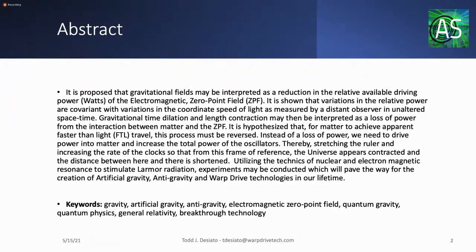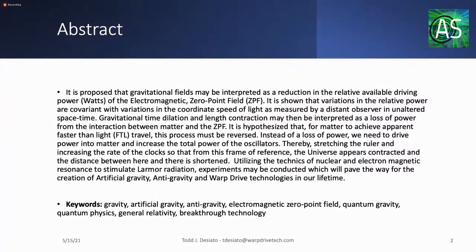Gravitational time dilation and length contraction may then be interpreted as a loss of power from the interaction between matter and the zero-point field. It's hypothesized that for matter to achieve apparent faster than light travel, this process must be reversed. So instead of a loss of power, we need to drive power into matter and increase the total power of the oscillators, thereby stretching the ruler, so to speak, and increasing the rate of the clocks or the oscillators, so that from this frame of reference, the universe appears contracted, and as such, the distance between here and there is shorter.